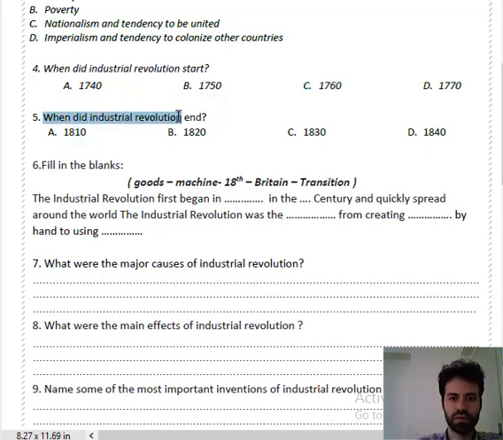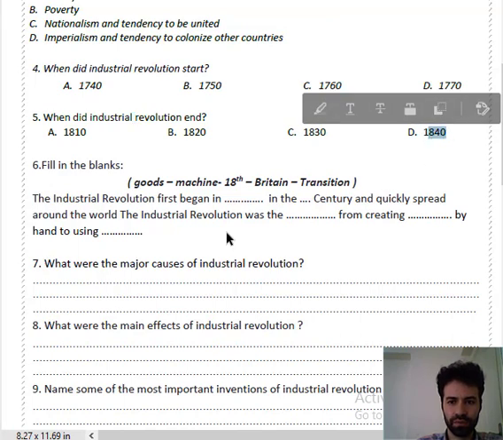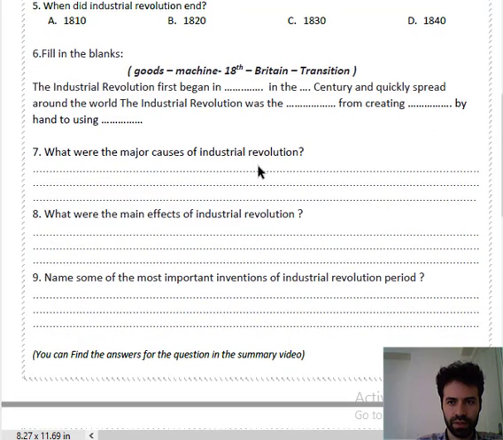when did the Industrial Revolution end? 1810, 1820, 1830, or 1840? Very good. It ended in 1840, right?